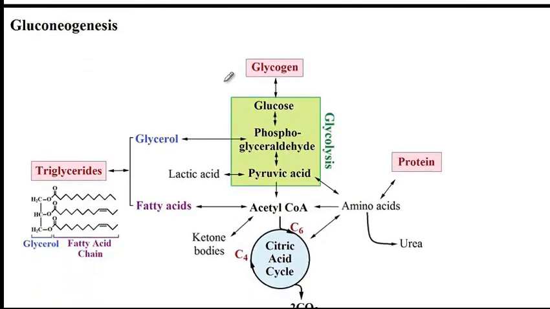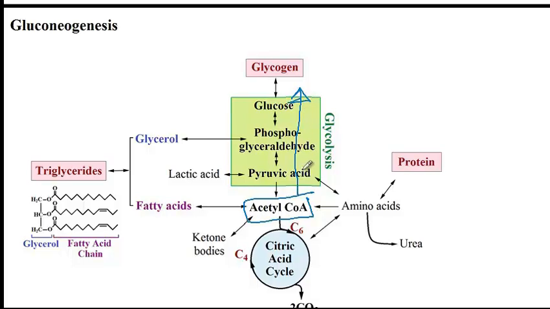So this is a high yield diagram that shows you how different pathways can lead to production of glucose. Glycogen breakdown, we already discussed, will lead to production of glucose. Triglycerides will produce glycerol and fatty acids, both of which will contribute to either the products of glycolysis or acetyl coenzyme A. And acetyl coenzyme A cannot right away go back through the same mechanism as glycolysis.